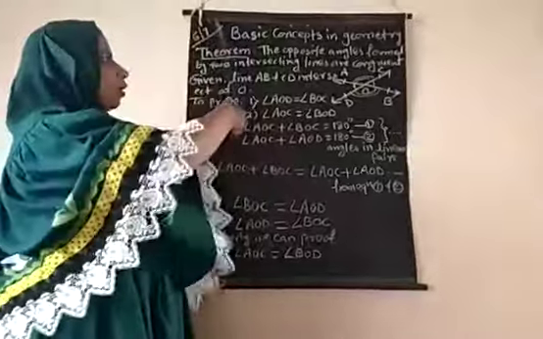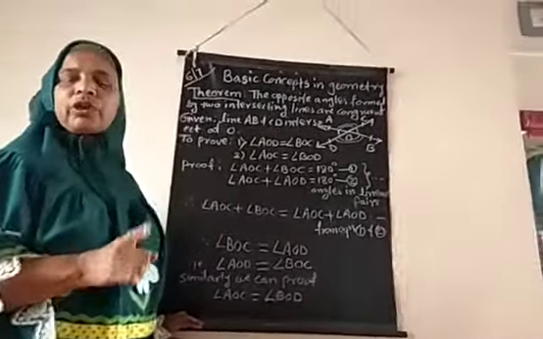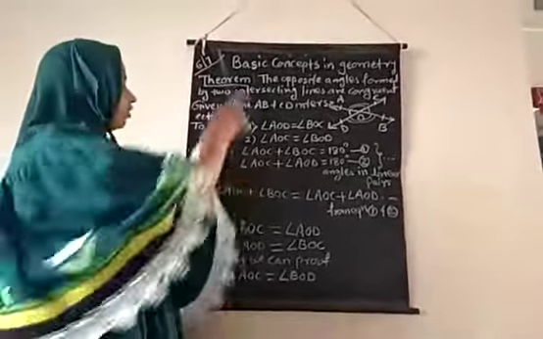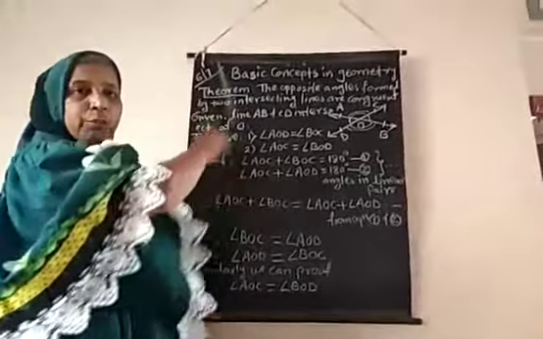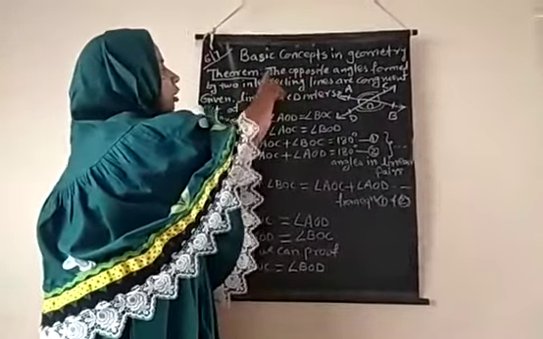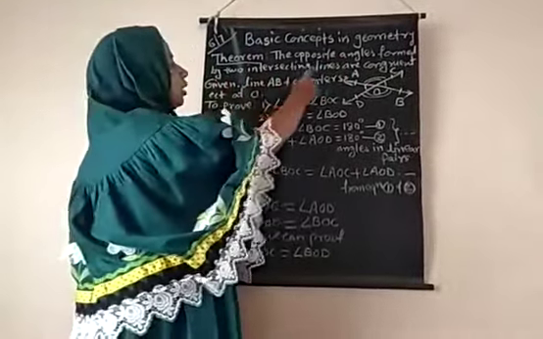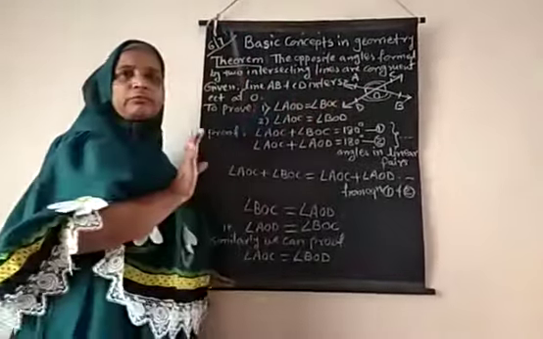Now, one theorem which is based on the direct proof. In direct proof, the converse is also true. So this theorem is the direct proof. Theorem statement, I am reading: the opposite angles formed by two intersecting lines are congruent.